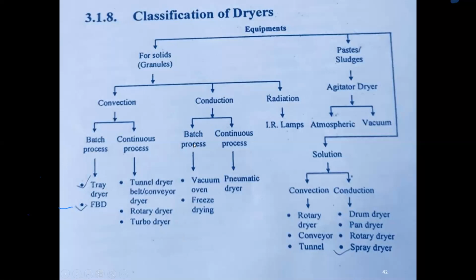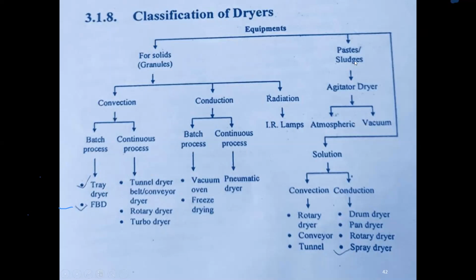In conduction, there is again a batch process and a continuous process. Vacuum is used. There is a vacuum oven we can use for that. We use temperature as well as vacuum to dry the material. With freeze drying, we can dry the material at minimum temperature. We generally use a freeze dryer for temperature sensitive material. If the material degrades at 40 degrees centigrade, we can dry it at minimum temperature. That is called freeze drying. Then in a continuous process, we can use pneumatic dryers.